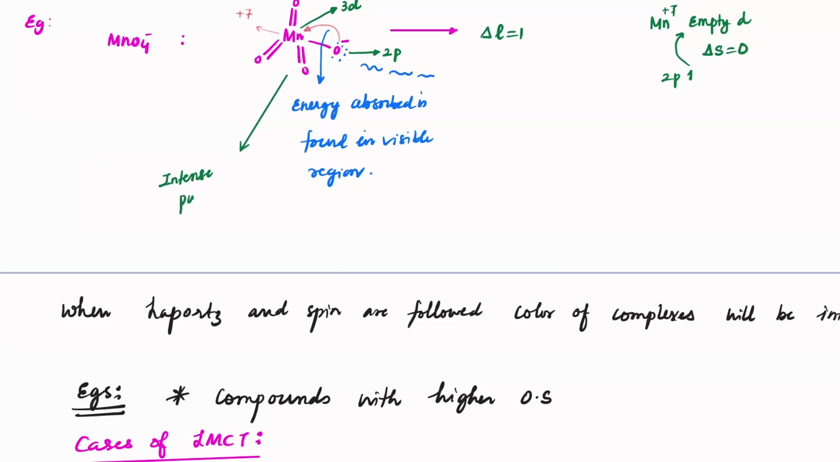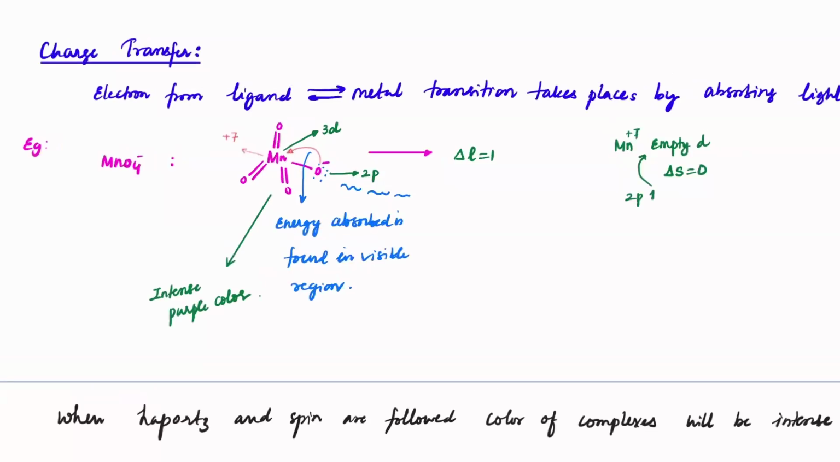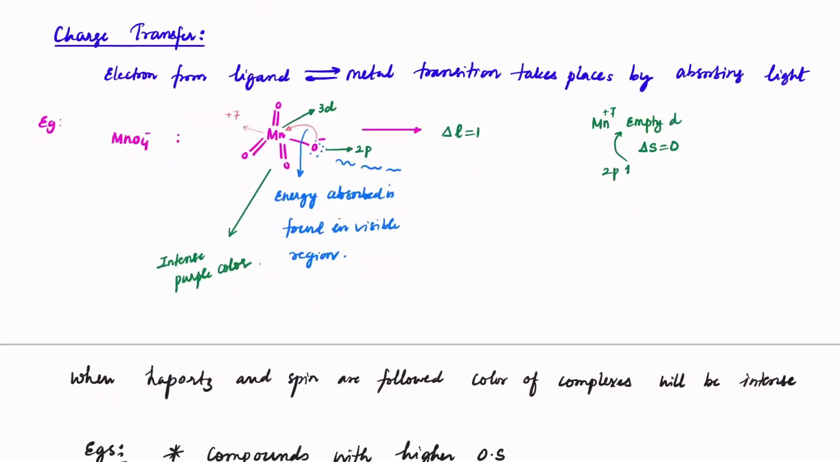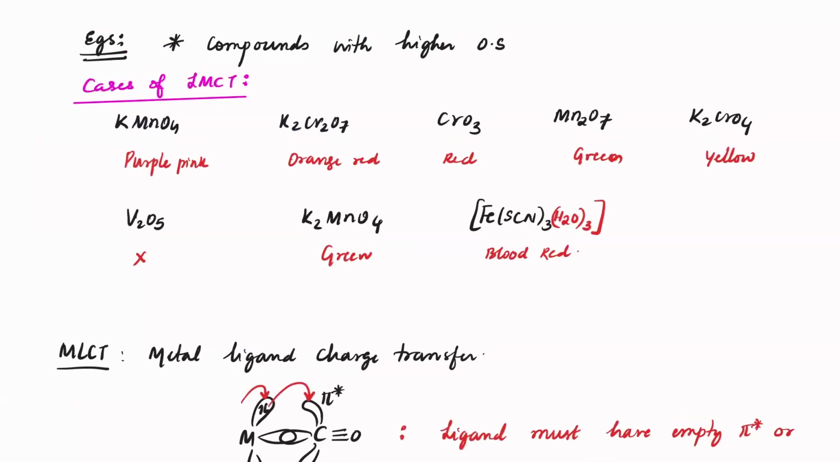Intense purple color. Okay, or distinct purple color. Clear now? So I hope you understood how the charge transfer works. Now you notice that charge transfer is usually observed more often in higher oxidation states. So when it comes to higher oxidation states like KMnO4, K2Cr2O7, CrO3, Mn2O7, K2CrO4, V2O5, and all of this. V2O5 also has a color.